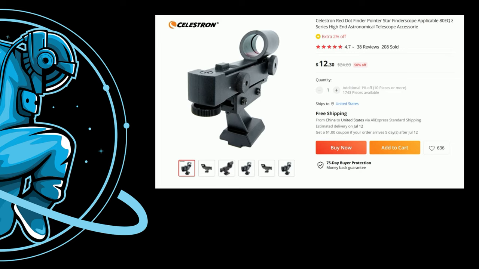Now, obviously, this isn't being sold by Celestron on AliExpress. It is possible that the seller is sourcing from the same manufacturer as Celestron. Regardless, this is a purchase I'm very happy with so far.